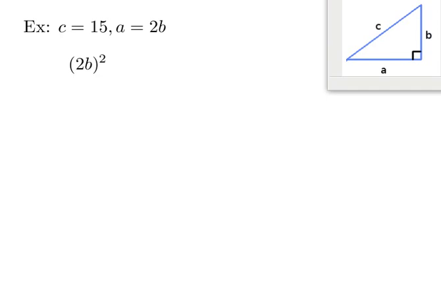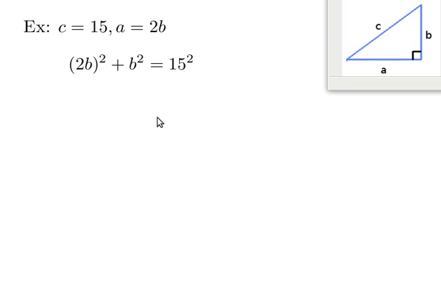So we have a squared is 2b squared. Then b squared equals c squared. Oh, and c is 15 squared. Okay, so now we have a single fairly simple equation involving one unknown, and we can solve this using the methods that we were using before.